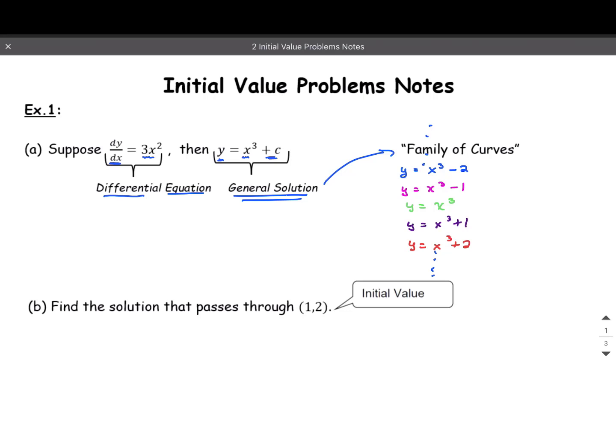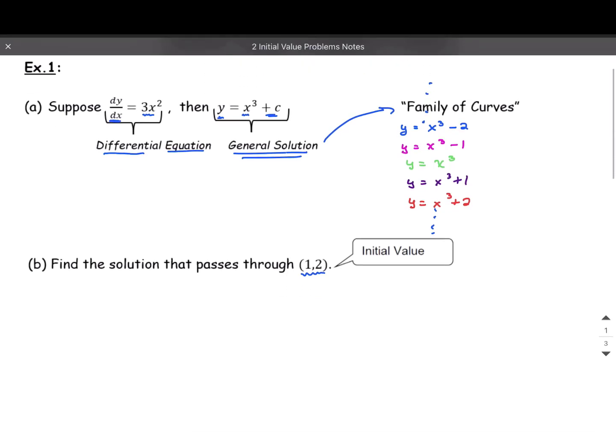Up to now, the general solution has been perfect for us. That's all we've needed. But sometimes we need a specific solution. For instance, if we want to find the solution that passes through the point (1, 2), this is called an initial value. It's a value that we know has to work.